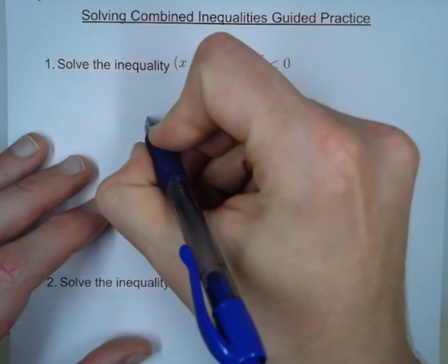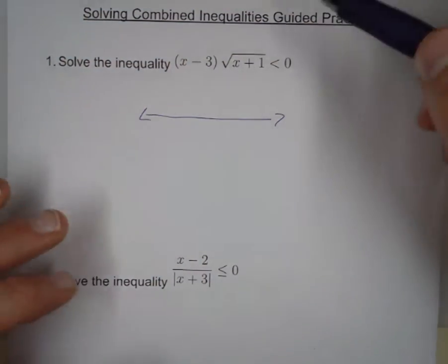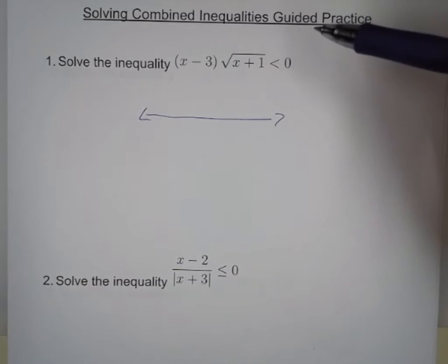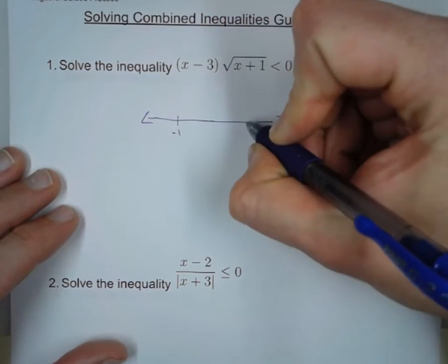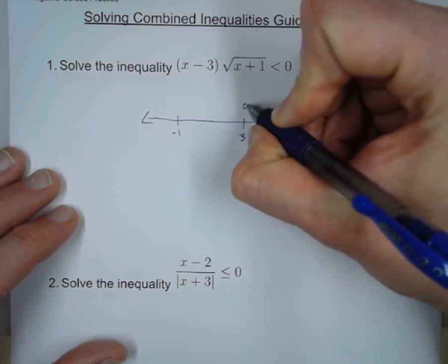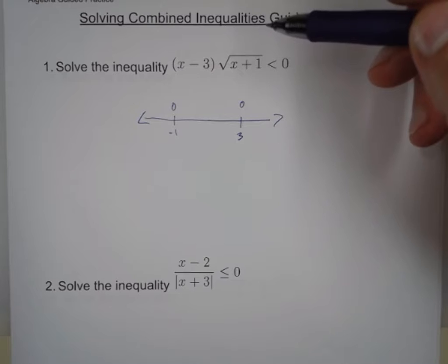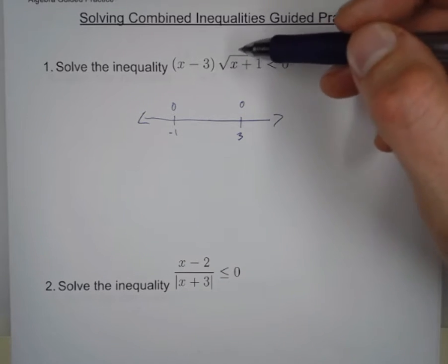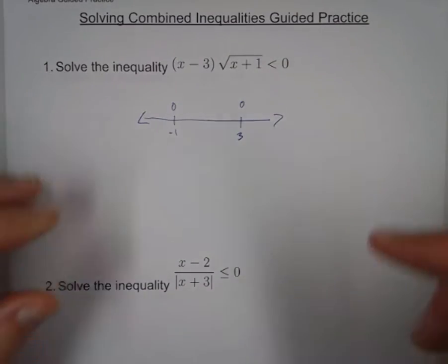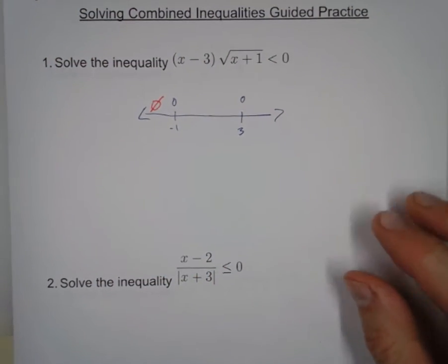So what we first need to do is we sort of need to go through our 4 steps. And so we first have to ask what values of x make this expression 0. And so those are going to be 3 and -1. So we'll put those on there, and I'm going to label those as 0. Next, we ask what values make this undefined. Well, anything less than -1 is going to make this negative under the radical, and that is going to make it undefined. So that means I'm just going to mark this interval as undefined, as the empty set.